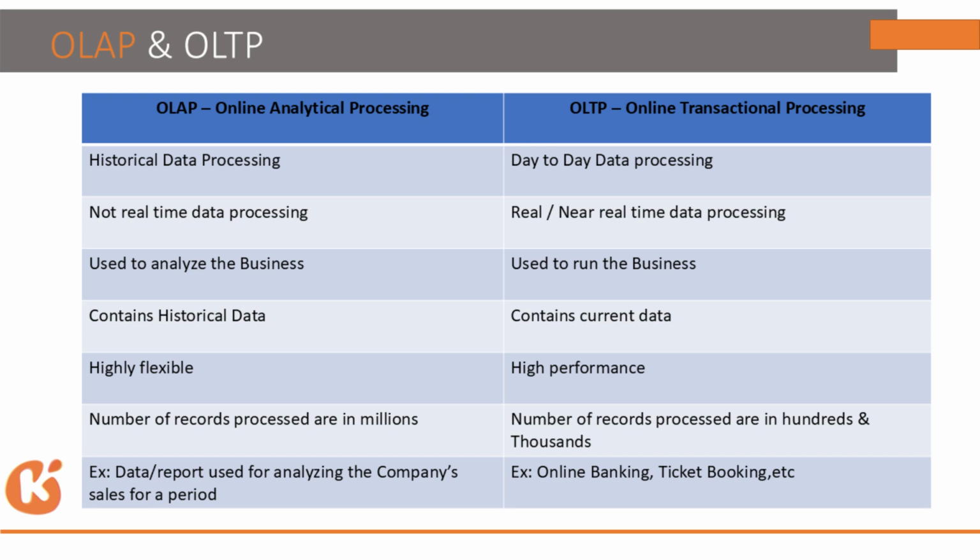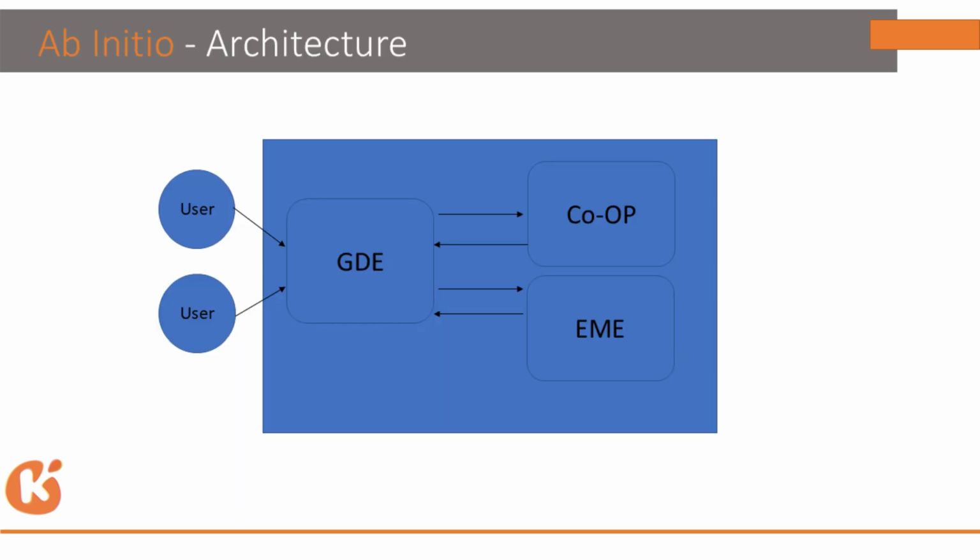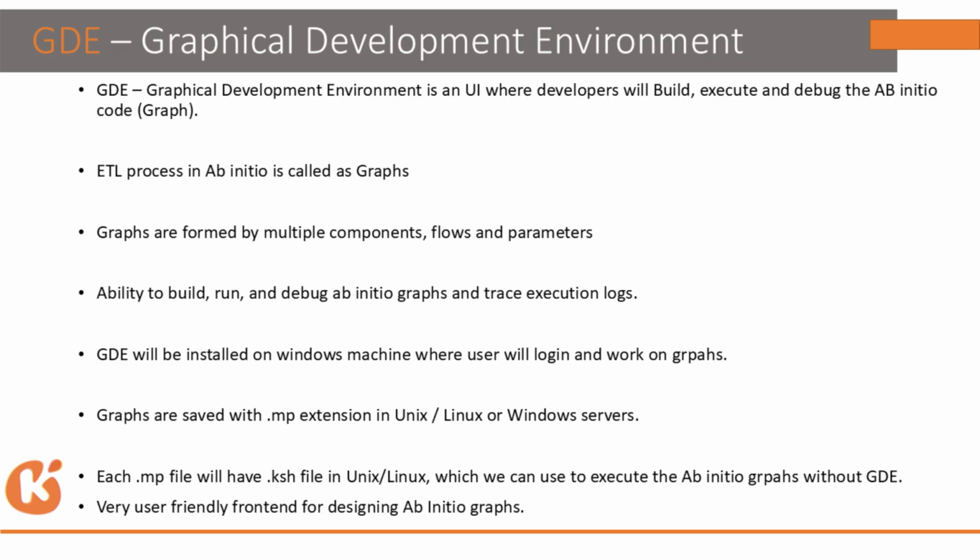So yeah, let's move on. Next, this is the basic architecture of Ab Initio. We have the GDE, a pipeline system, and Ab Initio. First one is the GDE. GDE is nothing but the Graphical Development Environment. In Ab Initio, we call the code graphs, Ab Initio graphs. GDE is a user front-end UI tool.